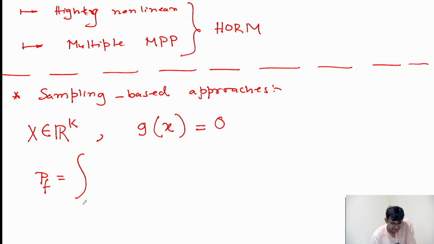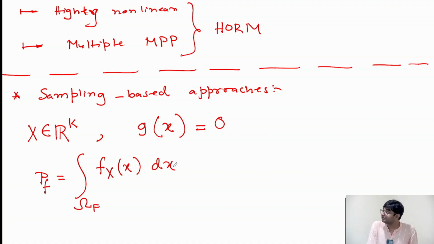Any idea? Area of g(x) less than 0 upon total. You will try to find g(x) less than 0, and that's what he was trying to say. But how will you find the g(x) less than 0 area? You have to solve an integral, theory I am talking about. But that integration will not be over g, it will be over x, over all range of x. Which range? Only those x that are in the failure domain. So can I not write P_f as the integration in the failure domain of f_X(x) dx?